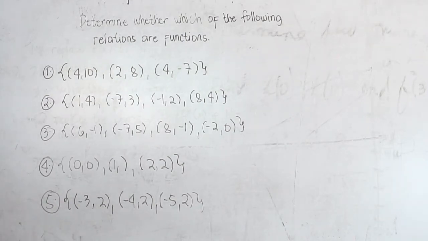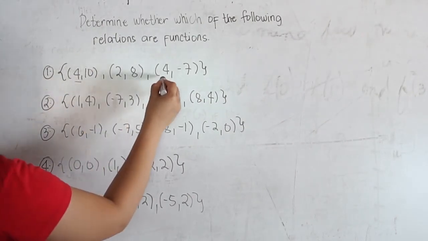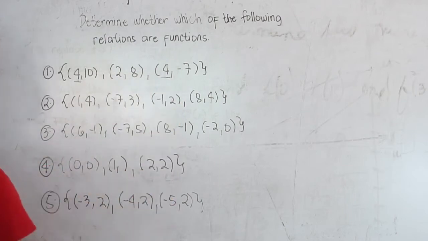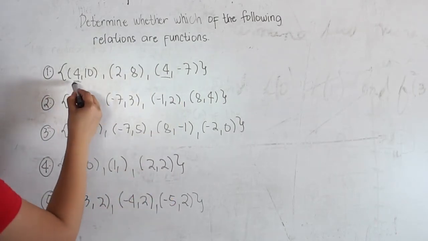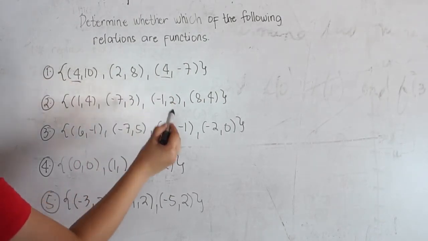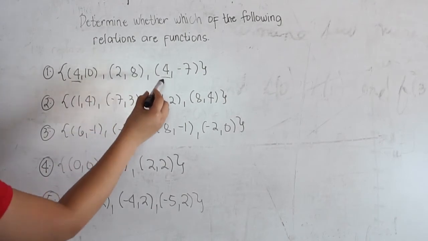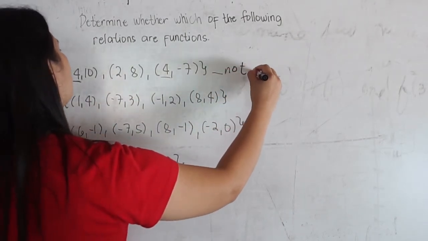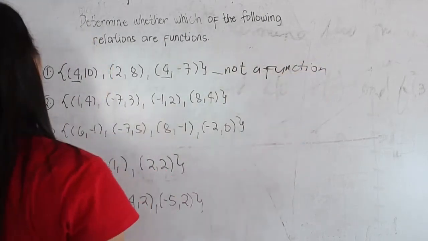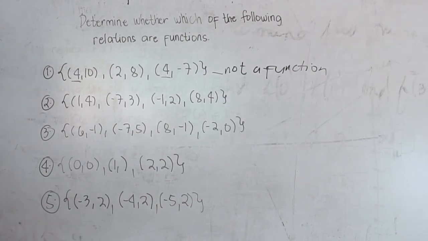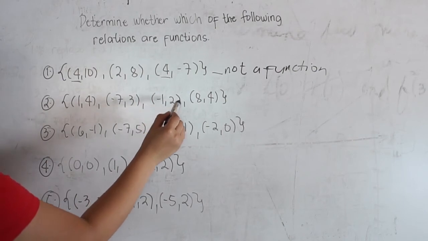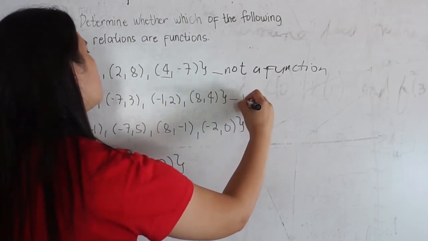Number 1 is not a function. Why? Because the x elements are the same, which is 4. The numbers of the given x cannot repeat, whether 4 or any other number. So number 1 is not a function. Okay, number 2: (1, 4), (-7, 3), (-1, 2), and (8, 4). Number 2 is a function, since none of its x values repeat.